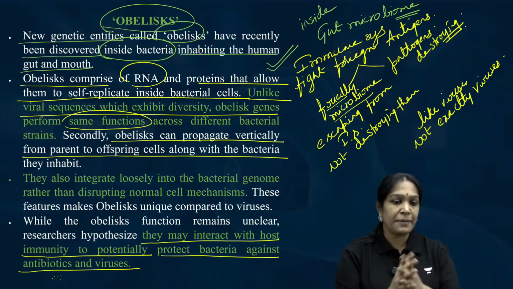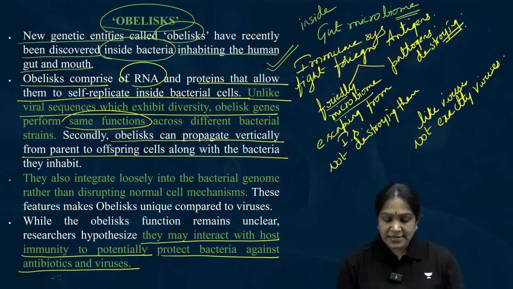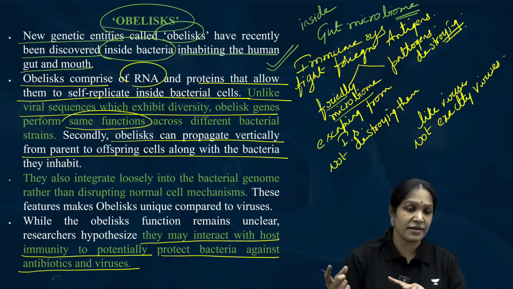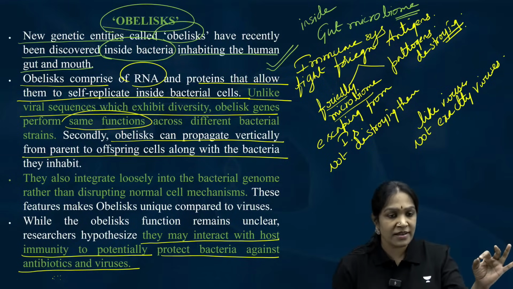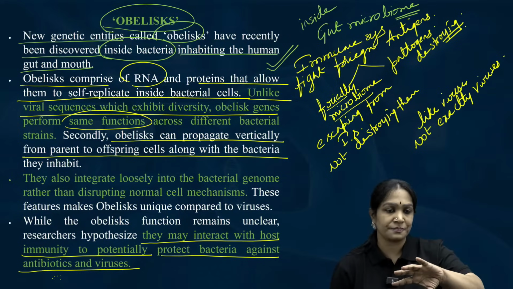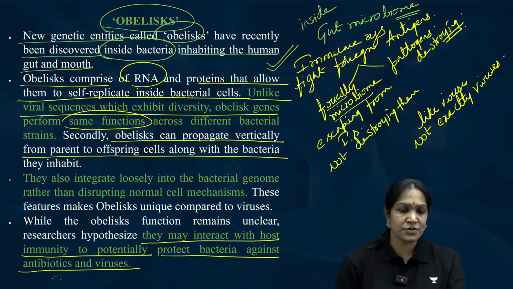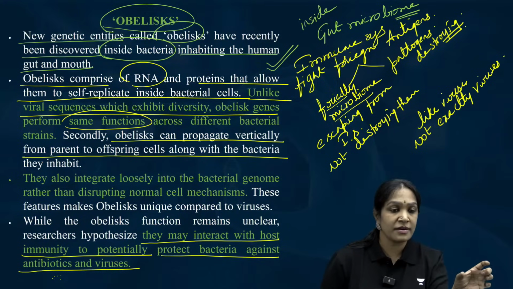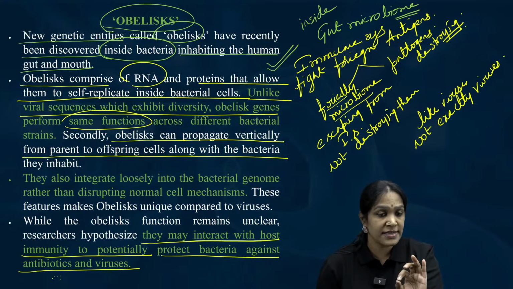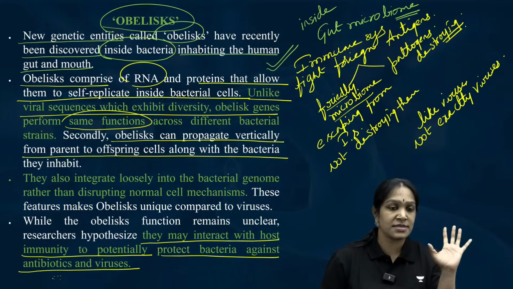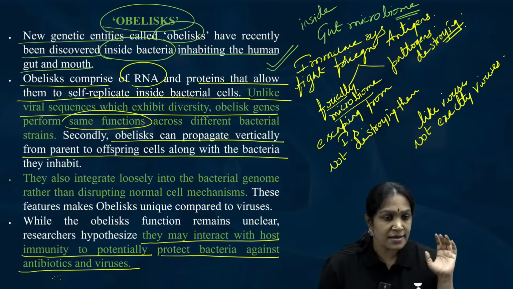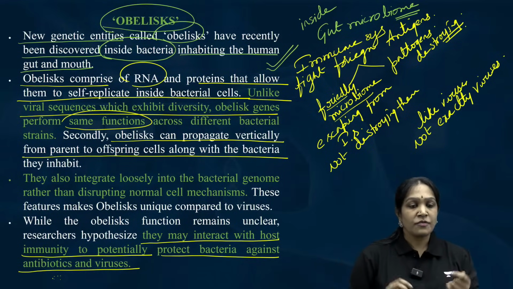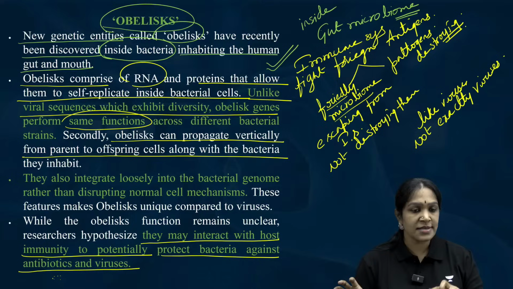I repeat the point. Viruses come in different varieties. For example, coronavirus is different from dengue virus or rabies virus. But obelisks are all similar. We do not have much diversity in the obelisks. Is it clear for all of you? We have different varieties of viruses, but obelisks are all similar.